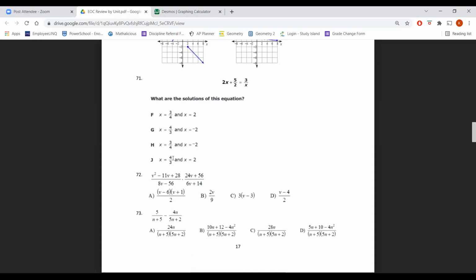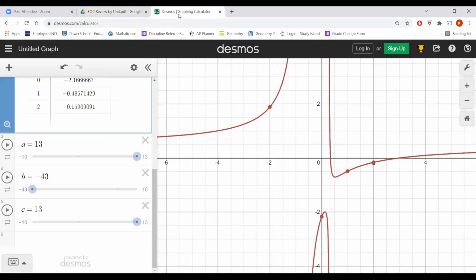So we know from yesterday's lesson that one way to solve this would be to graph 2x plus 5/2 as one equation, graph 3 over x as another equation, and see where they cross. You can get the two solutions that way. Another method is to use sliders. So I'm going to show you guys how to do the sliders now.